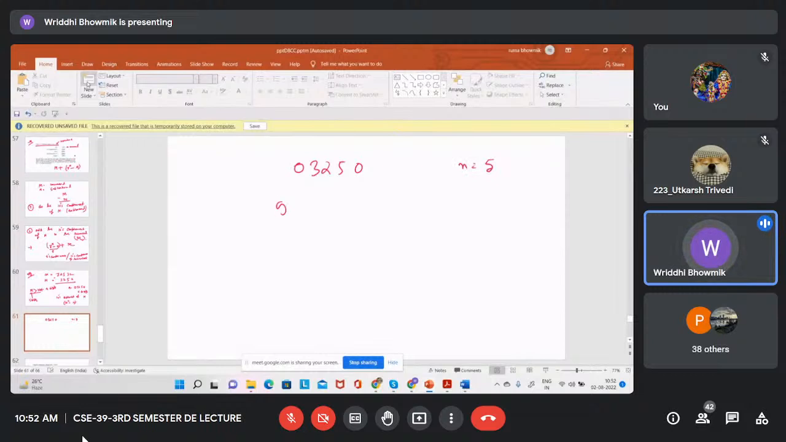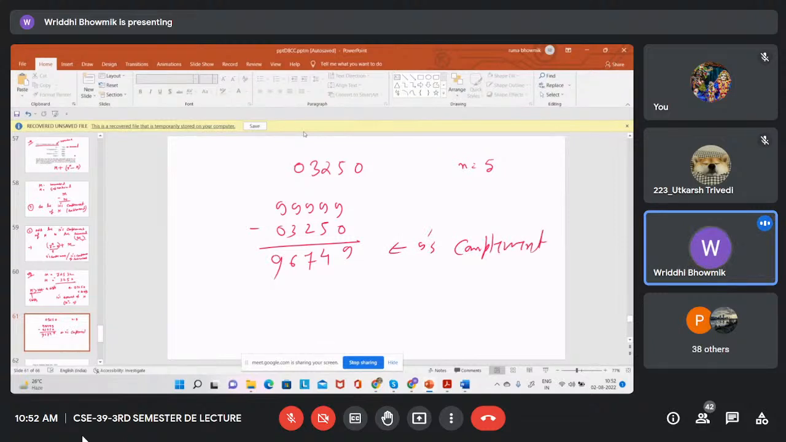So you will consider 5 nines and subtract each and every digit from 9. So 0, 5, 2, 3, 0 subtracted from 9, 9, 9, 9, 9 gives 9, 4, 7, 6, 9. So this is the nines complement. Then add 1. So you have 9, 4, 7, 7, 0... so this is the tens complement.